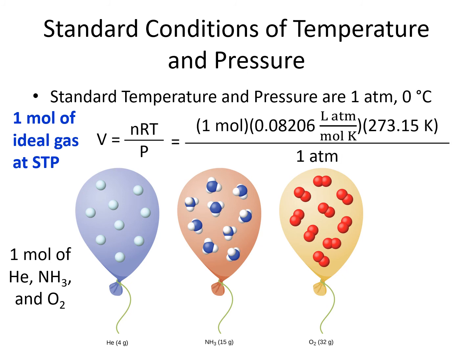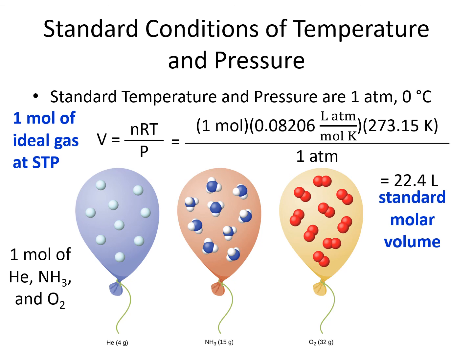We can plug in our values. Since we're trying to find the amount for 1 mole, then 1 mole is our n. We're going to use the 0.08206 liters atmospheres per mole Kelvin as our R. 0 degrees Celsius is 273.15 Kelvin, so we'll plug in 273.15 for T. 1 atmosphere of pressure goes on the bottom of the equation. When we do the calculation, we get 22.4 liters. That is the amount of space that 1 mole of an ideal gas at STP would take up, and we call that the standard molar volume.